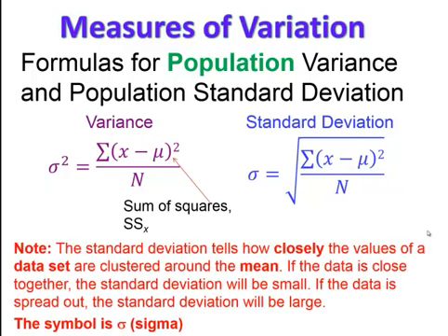So a key note here is the standard deviation tells us how closely the values of the data set are clustered around the mean. If the data is close together, the standard deviation will be small. If the data is spread out, the standard deviation will be large. The symbol is called sigma. So we're going to be using sigma for the population standard deviation.